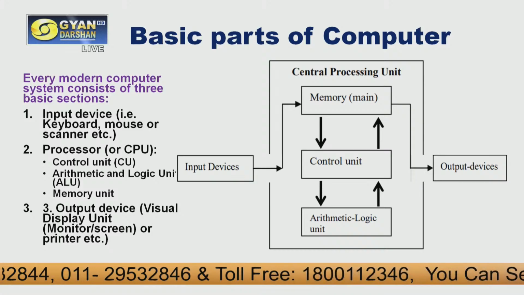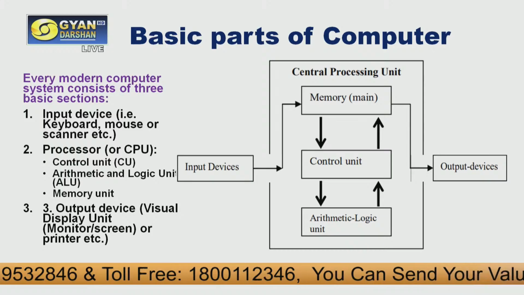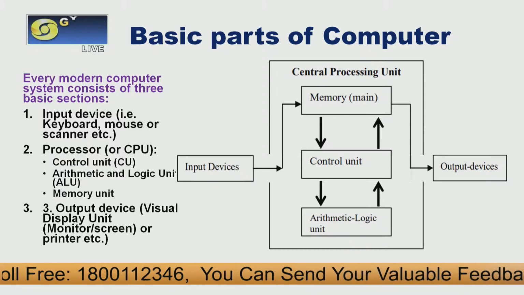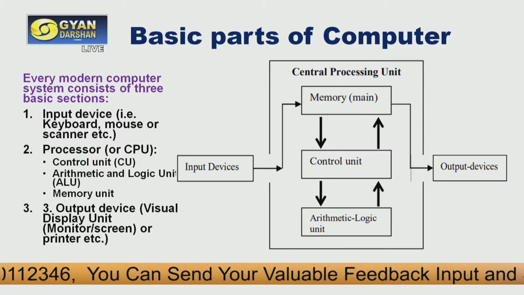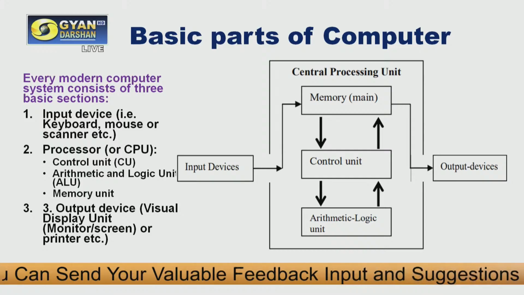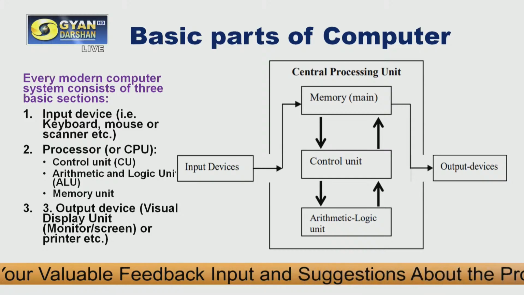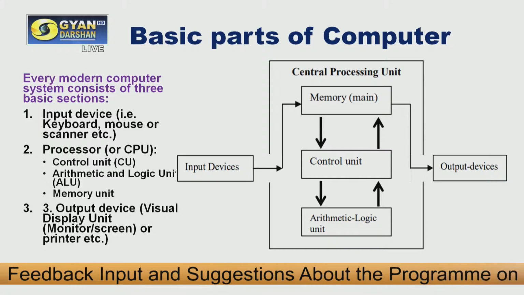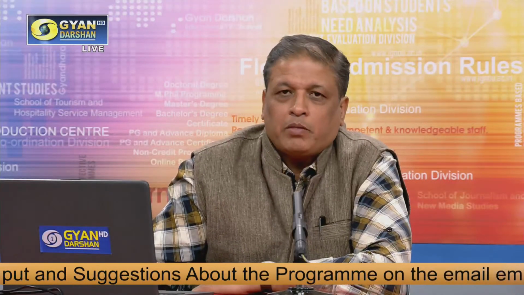So this is the basic structure of the modern computer system, and the memory unit, arithmetic logical unit and control unit exchange data, which is shown by the direction of the arrows. And in this session, we are going to understand what the memory unit is.